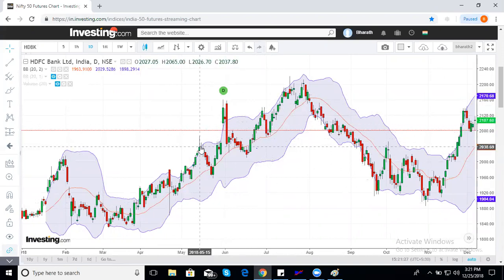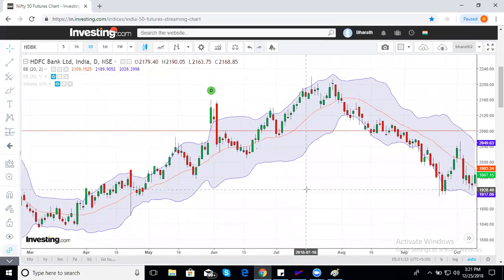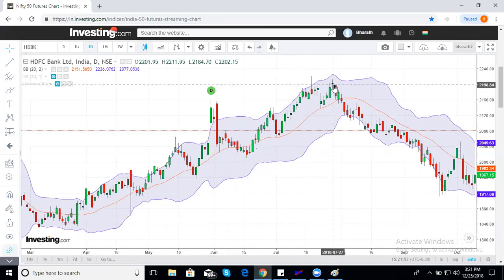Every time the market bounces off, look at this price action. Price is closing outside the band. Here also price is closing outside the band. Here also price closes outside the band. Here price hardly touches the band. Market comes back, takes support at the middle band as usual, goes up, but this time price is unable to break the upper band. What does this signify?